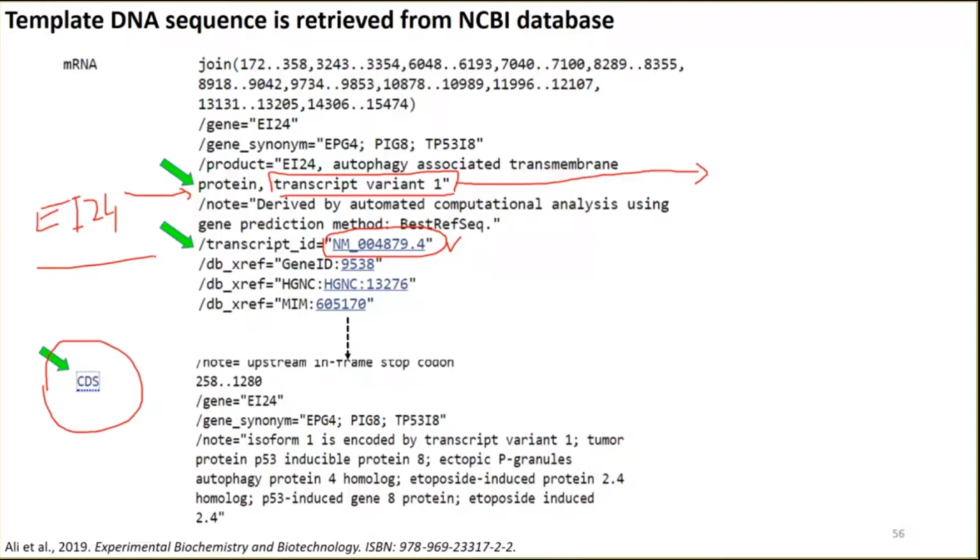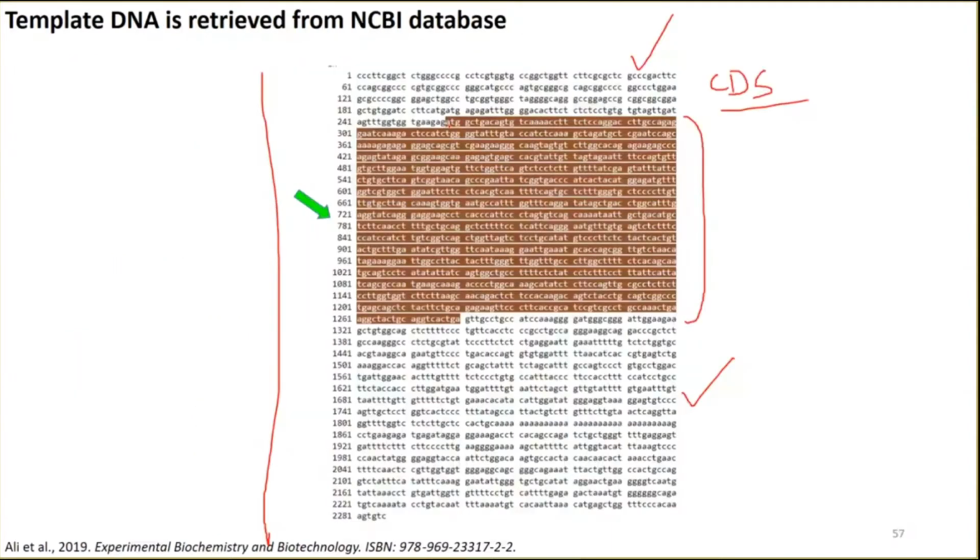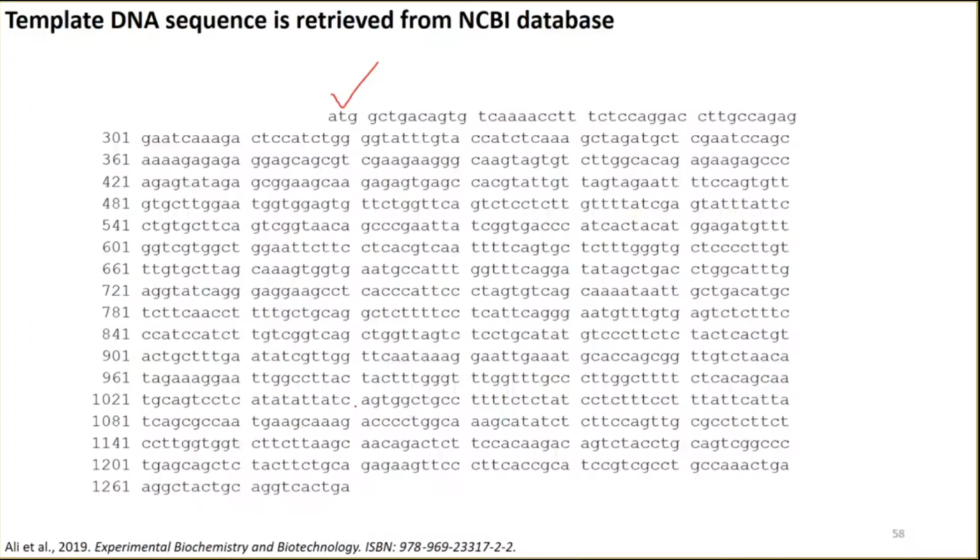After clicking the CDS on the NCBI, this coding sequence becomes highlighted, and its identification is this one. It starts from the ATG and stops at the TGA or TAG. TGA is a stop codon and ATG is the start codon. We copy this sequence from ATG to TGA for the designing of primers. This is the copied sequence. We paste it in a Word file for our record.